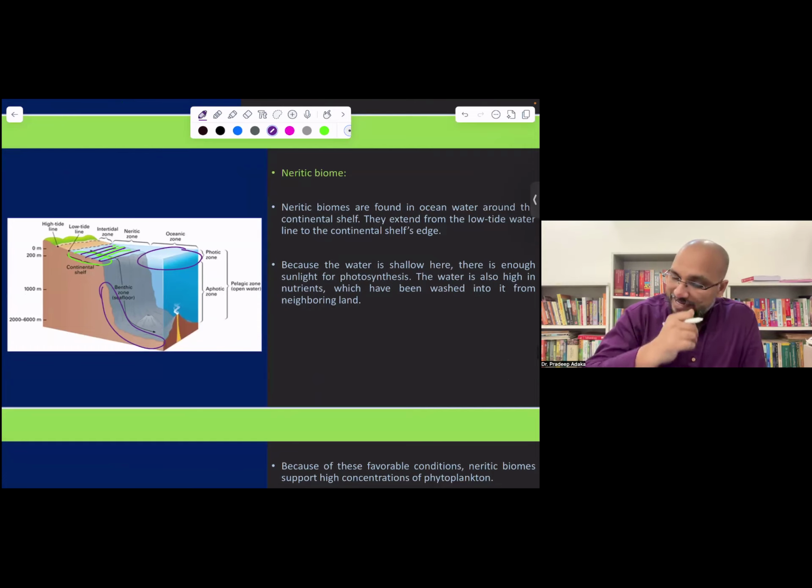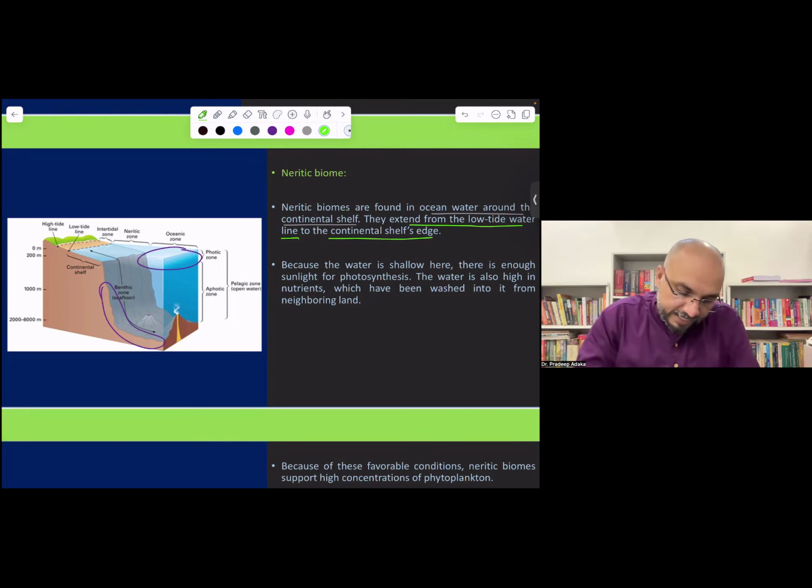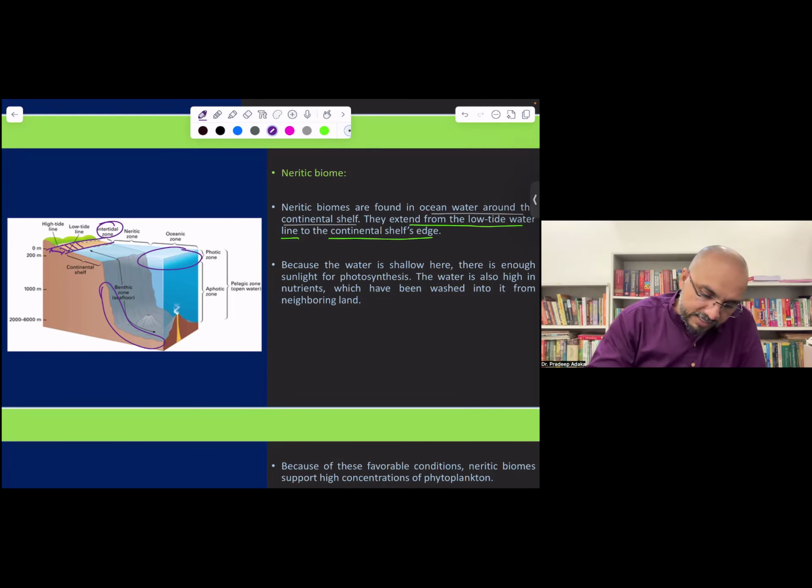So first let us see what the conditions are in the neritic biome. Neritic biomes are found in ocean water around the continental shelf. This region over the continental shelf, that sub biome, is called the neritic biome. They extend from the low tide water line to the continental shelf edge. This is the line of high tide, and this is the line of low tide. The zone in between is called the intertidal zone. This narrow region between the line of high tide and low tide is called the intertidal zone.